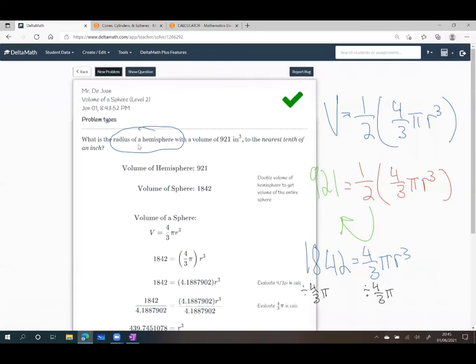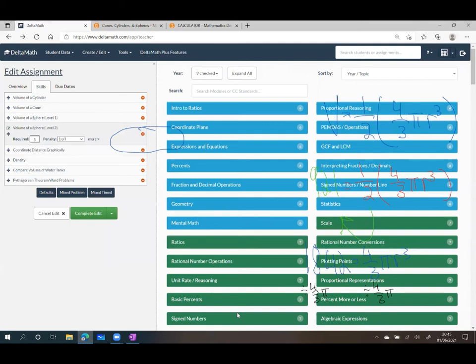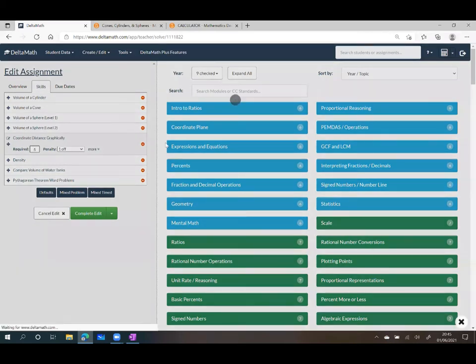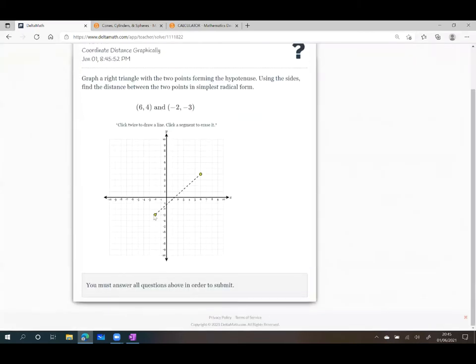So please read it carefully if it says hemisphere or if it says radius. Not all of them are going to ask for the radius. Please read those carefully. Okay, on the other note, what else? Let's look at the next one. This one is known as the click-click activity.